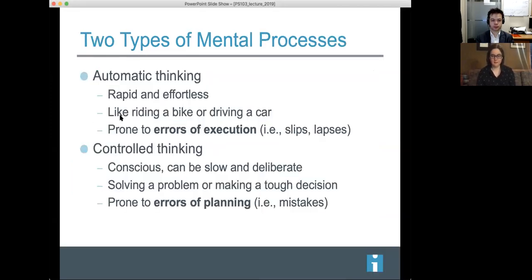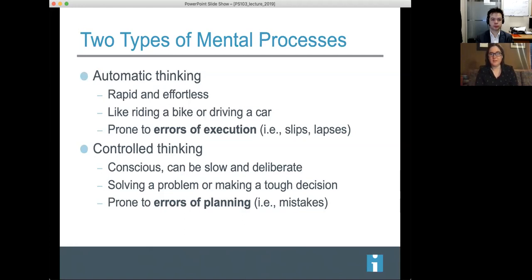All right. And the other aspect that's really important to think about in all of this is the two types of mental processes. So they're automatic thinking or controlled thinking. And these also are often described as system 1 or system 2 thinking, if you've looked that up in any reading. So automatic thinking or system 1 is rapid and effortless. You do it without thinking. It's something that you're used to and you know how to do it, like riding a bike, driving a car.